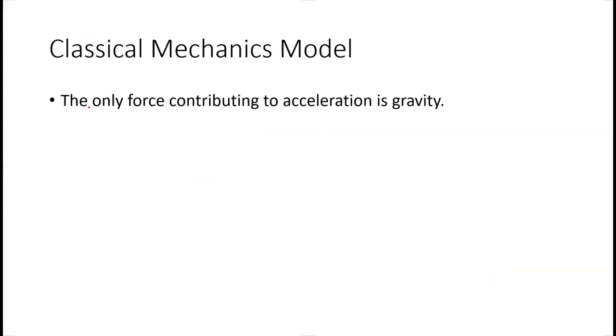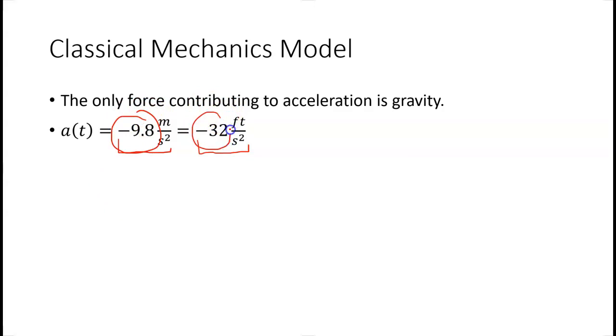So the classical mechanics model says the only force contributing to acceleration is gravity, which is not always an appropriate assumption, but if it is, we can say that acceleration is either negative 9.8 meters per second squared or negative 32 feet per second squared, depending on your units. And that's it. There's no mass involved. There's nothing else involved. It's just gravity. And these numbers, 9.8, 32, those are numbers we know from experiments.